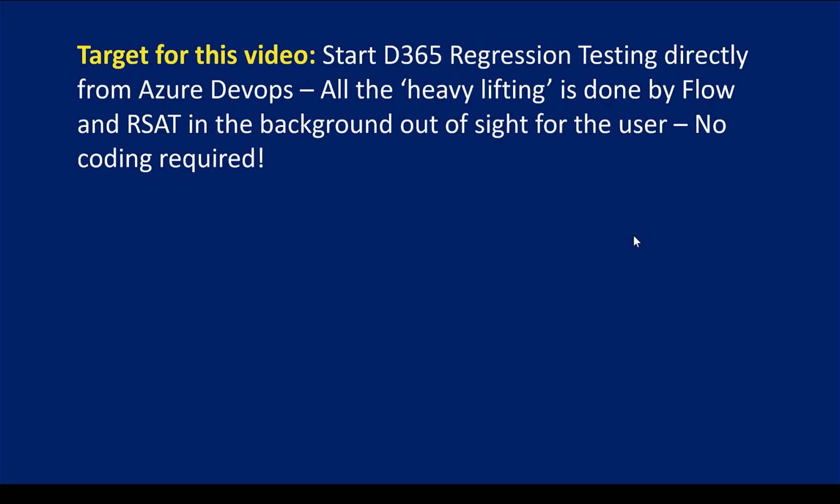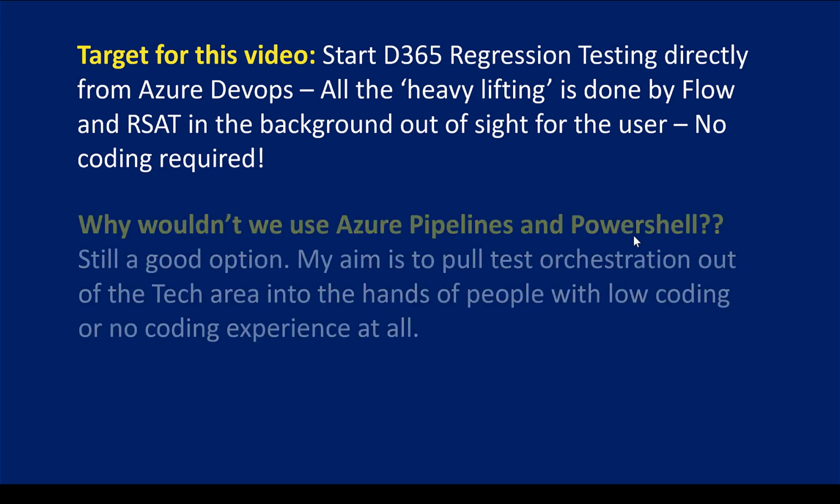The target for this video and this blog post is to start D365 regression testing directly from Azure DevOps. All the heavy lifting is done by Flow and RSAT in the background, out of sight for the user. There's no coding required for this solution.